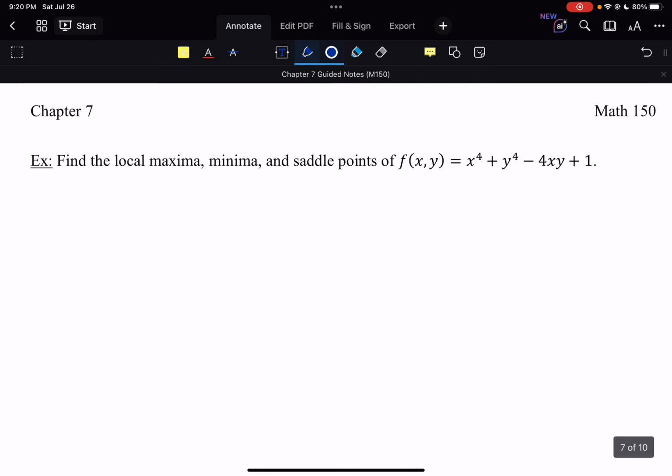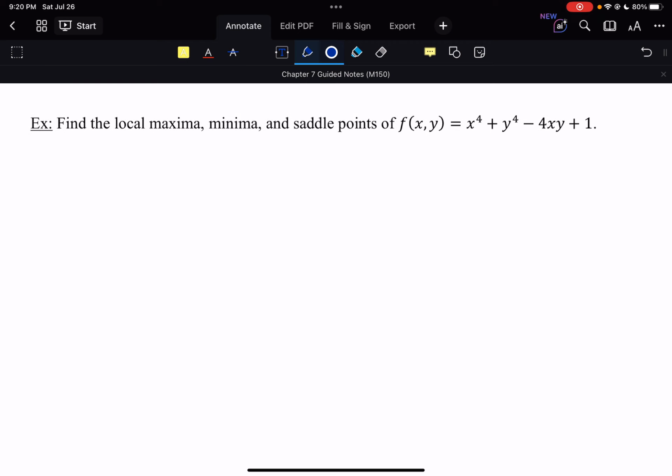All right, let's try an example. Find the local maxima, minima, and saddle points. That should say relative. This is just another word for relative. I think sometimes the texts use one word and sometimes my notes use another. But find the local or relative maxima, minima, and saddle points for this function f of xy.